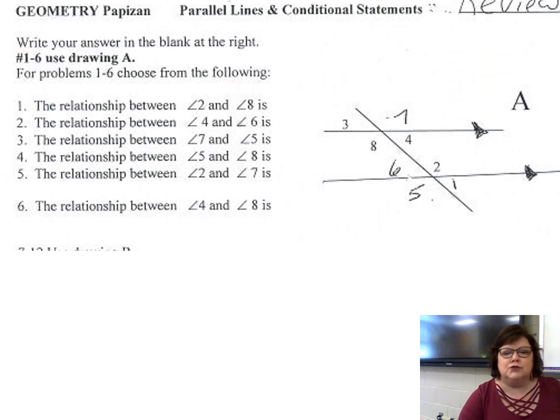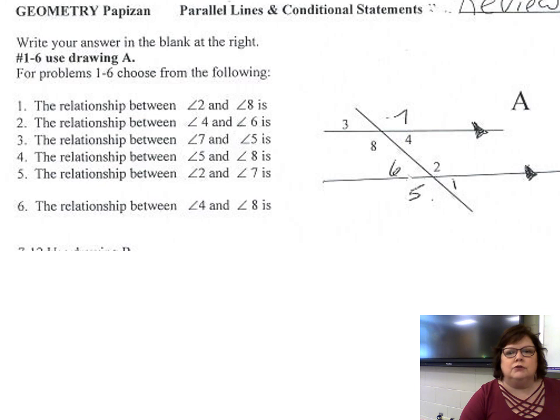The test review for the section on parallel lines and conditional statements proofs. So, first thing, we're looking at a drawing with a set of parallel lines. You see the indicators telling you they're parallel. And I'm asking you the type of relationship between the two angles that are listed.